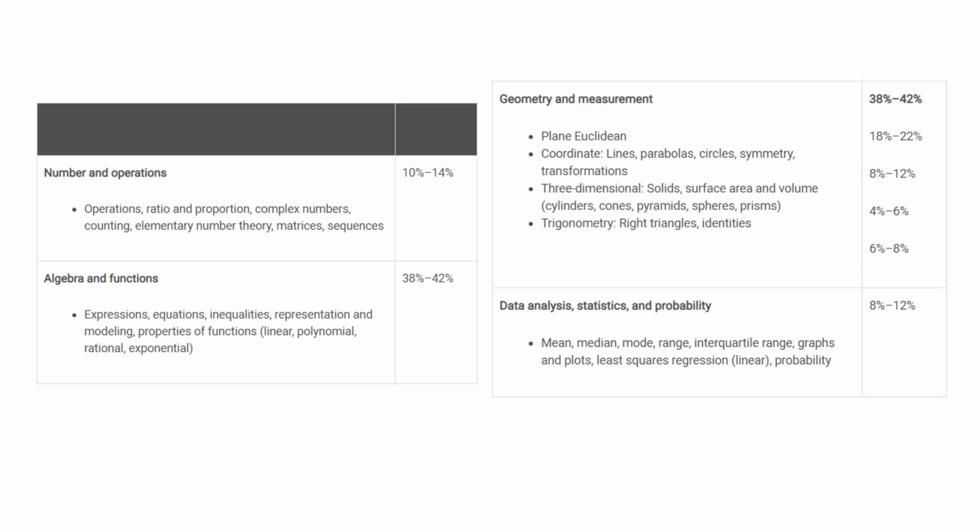The breakdown is as follows. For number and operations, we have 10 to 14%, which will make up 3 questions after we cover that topic. This is followed by algebra and functions, which make up 38 to 42% of the exam, and that corresponds to 12 questions. Geometry and measurement cover 38 to 42% as well, which also makes up 12 questions. And finally, we have data analysis, statistics, and probability, which will make up the final 3 questions, which make up 8 to 12% of the exam.